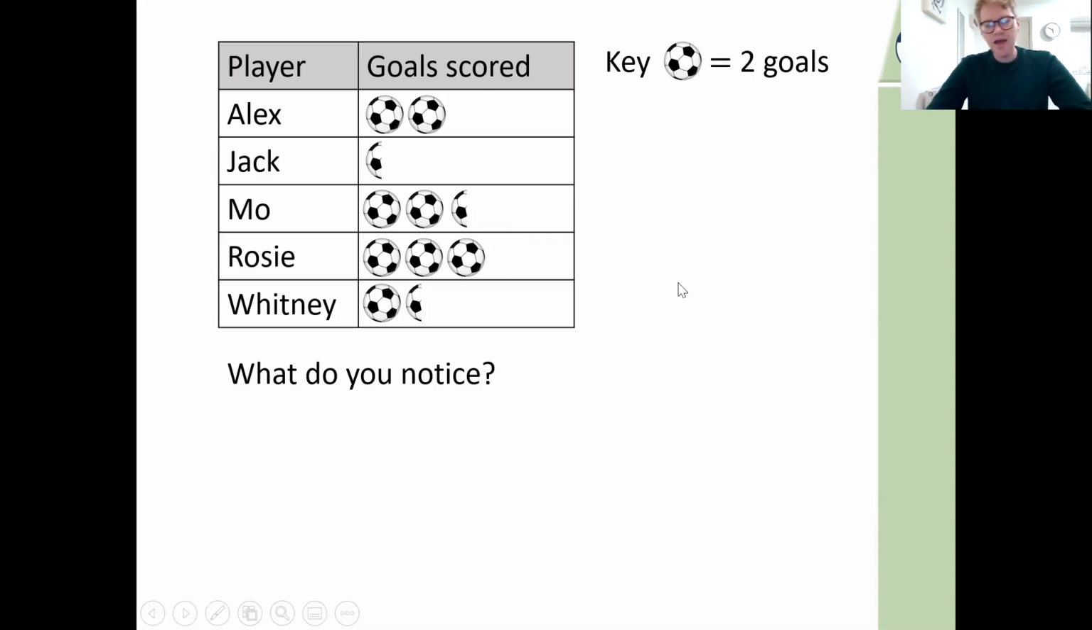So pause the video here, try to say as many different things as this graph tells you. So think about each player's individual score, the difference between some of them, the totals, see how many different things we can say from this graph.